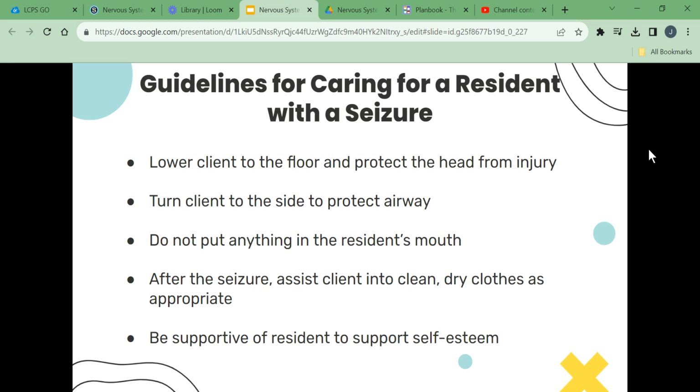If a resident has a seizure, you want to lower him or her to the floor and protect the head from injury. You turn the client to the side to protect the airway. You never put anything in the resident's mouth. After the seizure, assist the client into clean, dry clothes as appropriate, and be supportive of the resident to support self-esteem. You need to notify the RN immediately, report the time the seizure started, how long it lasted, and describe the seizure.